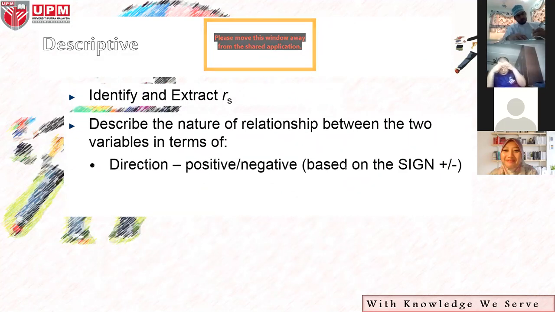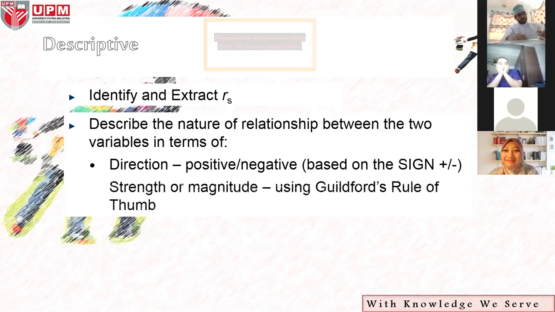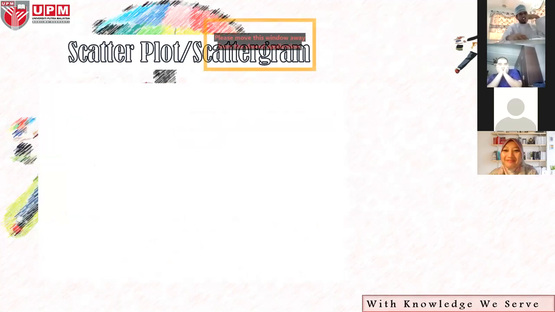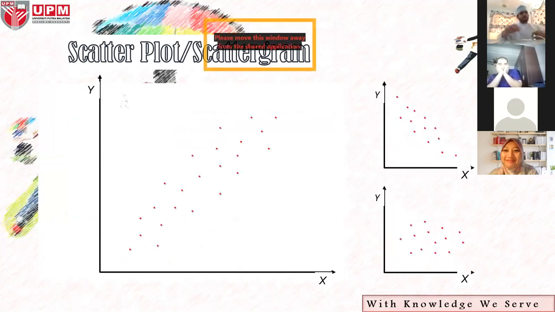For the descriptive, you need to identify and extract the RS. For Spearman rank order, we use the symbol RS, correlation coefficient S, referring to Spearman. Then describe the nature of the relationship between the two variables in terms of direction, either positive or negative or no relationship. And then we indicate the strength of the magnitude of the relationship by using the Guilford rule of thumb or Cohen rule of thumb. This one I skip, so we can finish regression today.